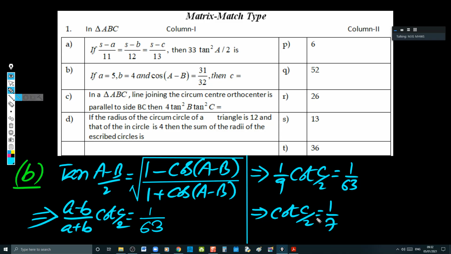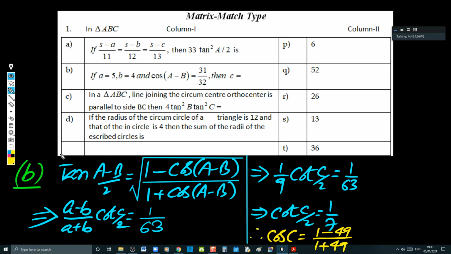This is tan C by 2, you know. And let me write cos C now. Therefore, cos C is equal to (1 minus tan square C by 2) by (1 plus tan square C by 2). So 1 minus 49 divided by 1 plus 49.